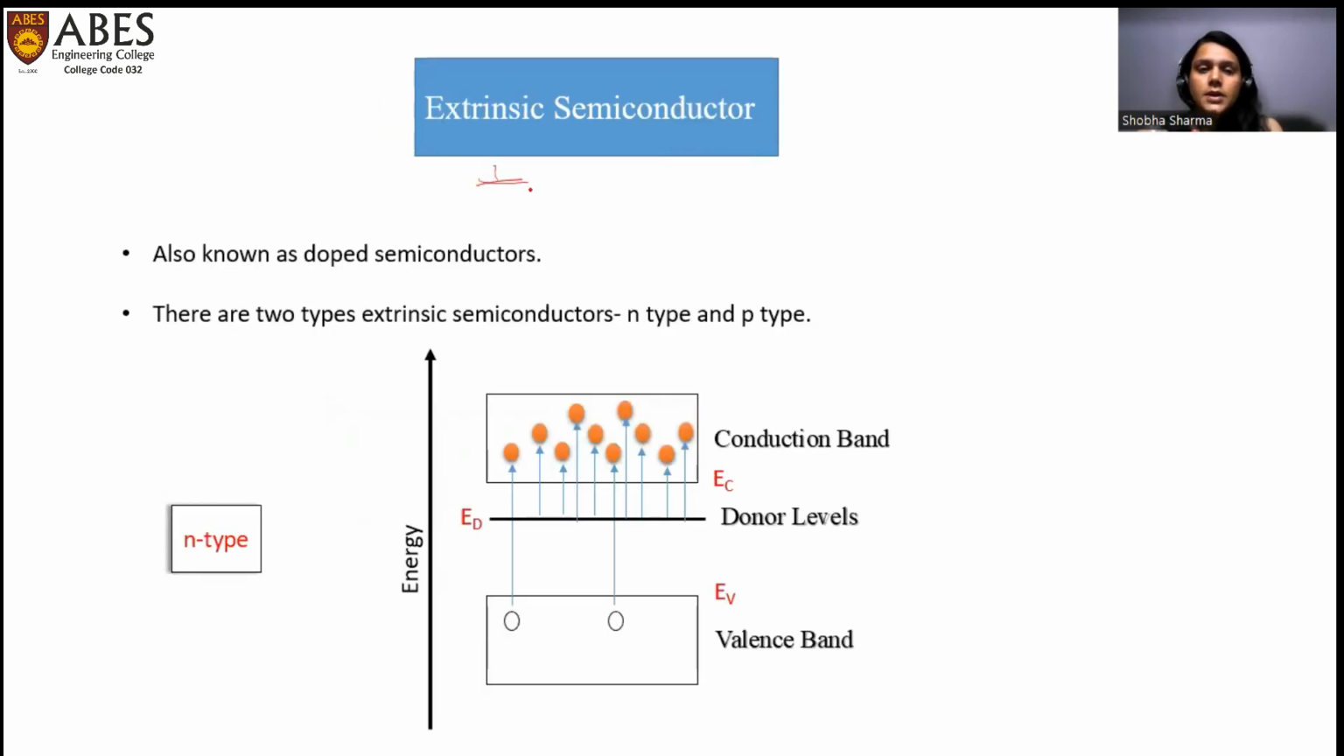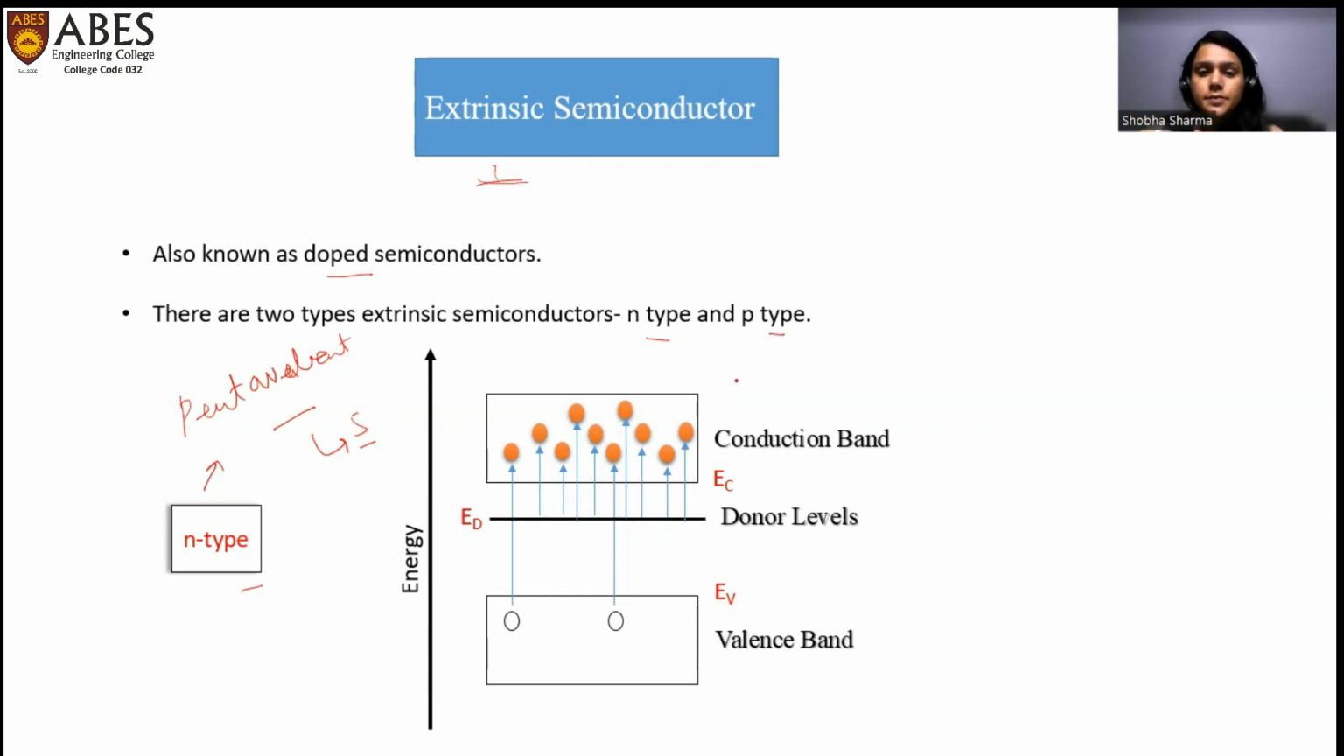Now, the second type of semiconductor is extrinsic semiconductor, which is also known as doped semiconductor. There are two types of extrinsic semiconductor, N type and P type, depending upon the impurity we are adding to the semiconductor. In N type semiconductor, we add pentavalent impurity. Pentavalent impurities are those impurities which have 5 electrons in their outermost orbit, or in valence shell.